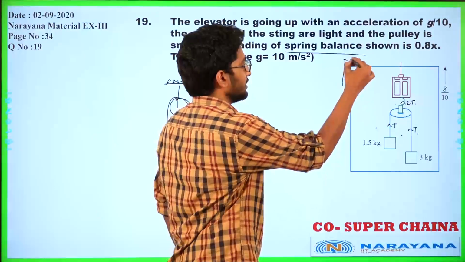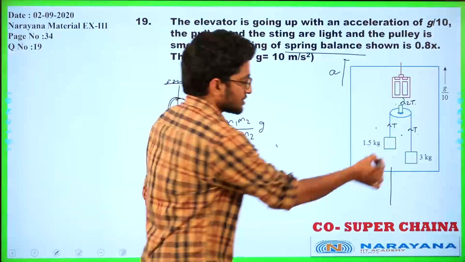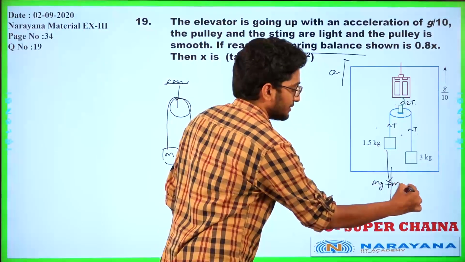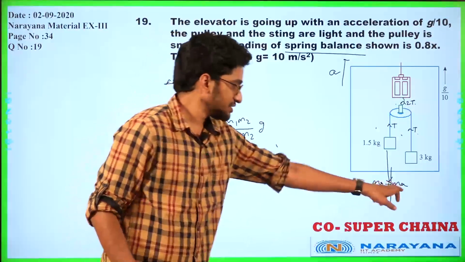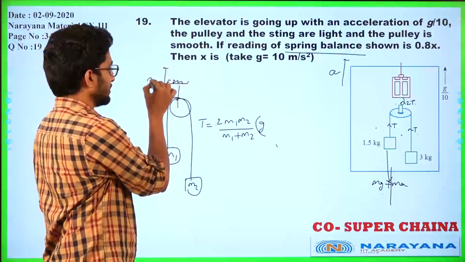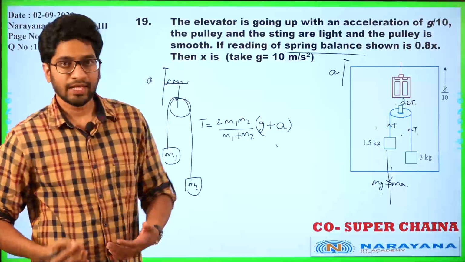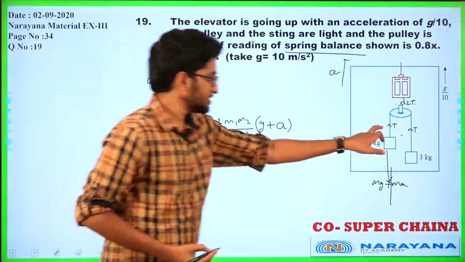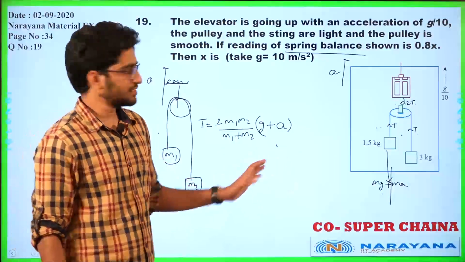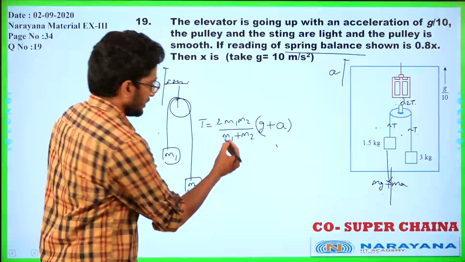Whenever you take pulleys or any blocks in the lift, you should consider pseudo forces also. So instead of just mg, the total force acting will be mg plus ma, so the effective acceleration should be taken as g plus a. Since the pulley is also moving up with an acceleration a, the effective acceleration becomes g plus a. So the tension in this string becomes 2 m1 m2 by m1 plus m2 into g plus a. That's the only change we make when the lift is moving up. If the lift is moving down, it is g minus a.